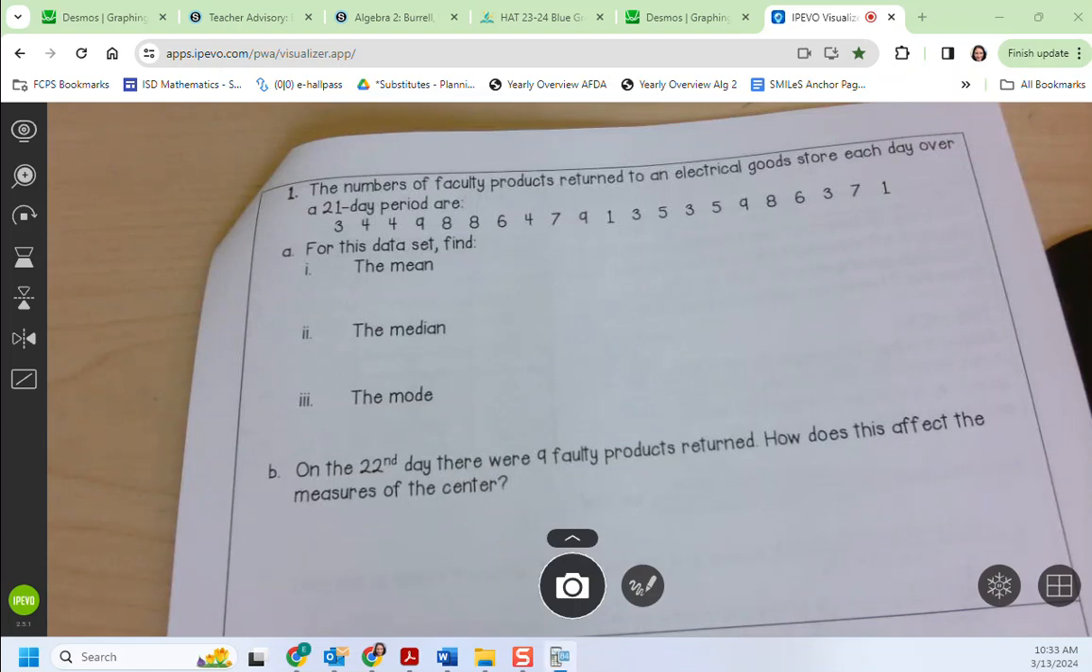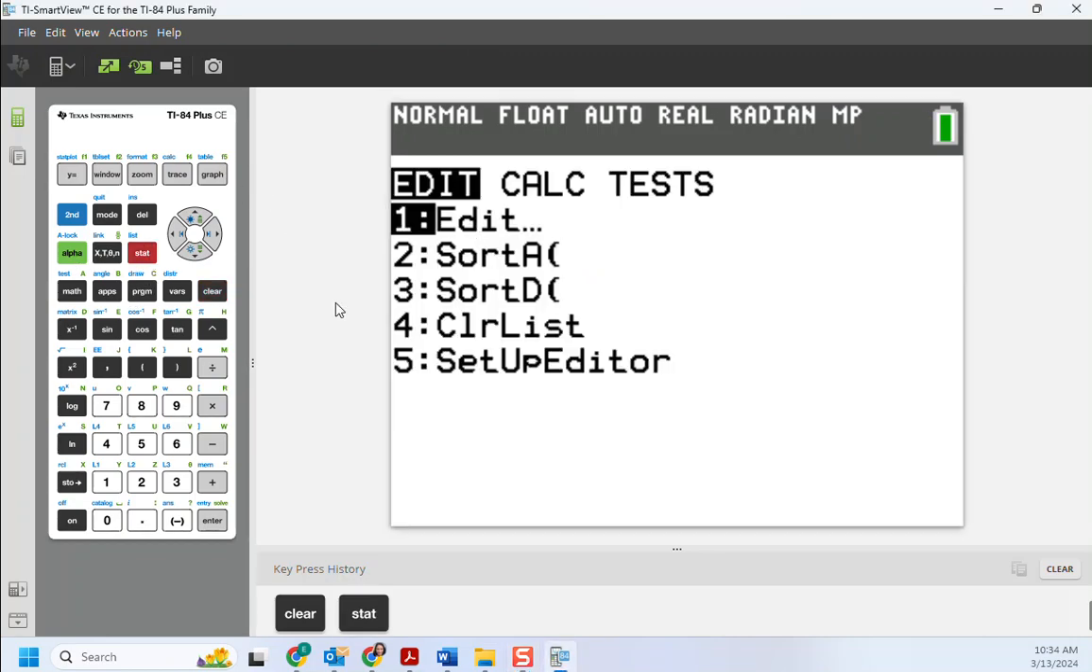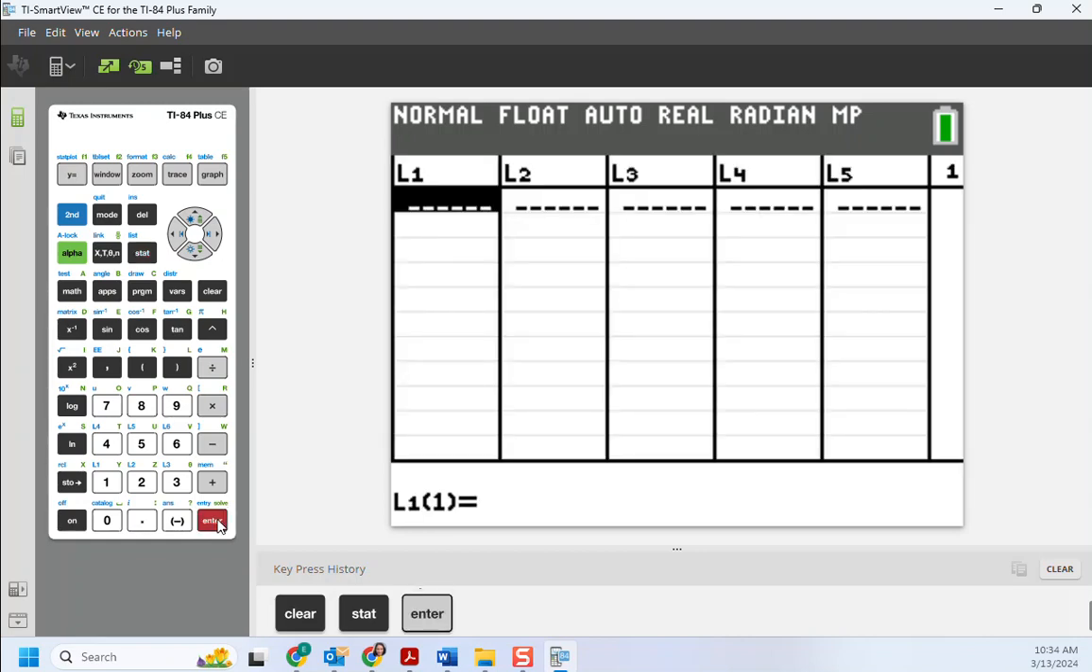If you don't have a calculator, go grab one. So it says input your data. Press the stat button, which is over here, 2 away from the green button. Press stat. And edit's our first choice. That's what we want to do. We want to edit our list. And then in list 1, we are going to enter the data. I'm getting the data from the next page.